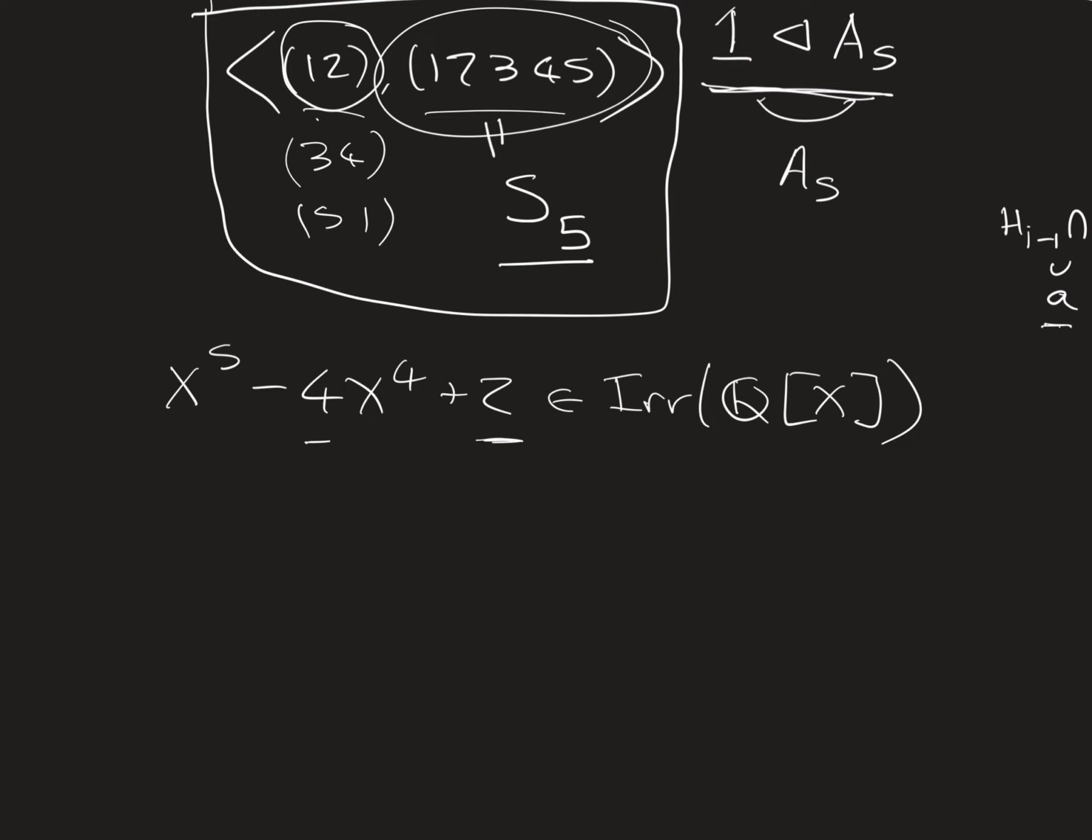This happens because of the fact that this polynomial is irreducible. Because it's irreducible, and it's monic as well, I've chosen it so it's monic, it is the minimal polynomial for the 5 roots.